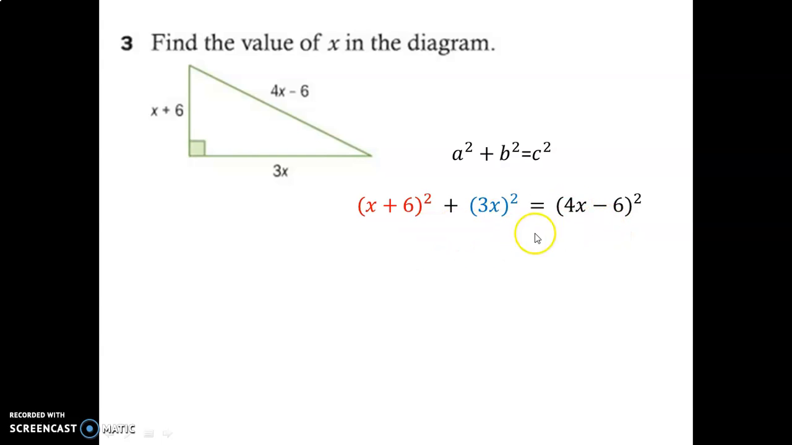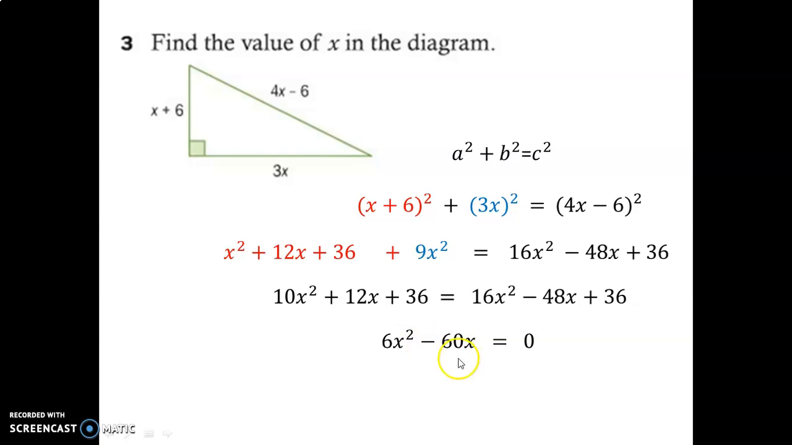There's a lot of expanding that has to be done here. Check your work carefully. Expanded, expanded, expanded. Combine everything, move it all to one side, and you should end up with this quadratic. Solve that quadratic, simplify, divide by 6, factor: x times x minus 10. So our two solutions are x equals 0 or x equals 10. 0 won't work as a length here, but 10 will work. So now we know this triangle can have sides of 30, 16, and 34.